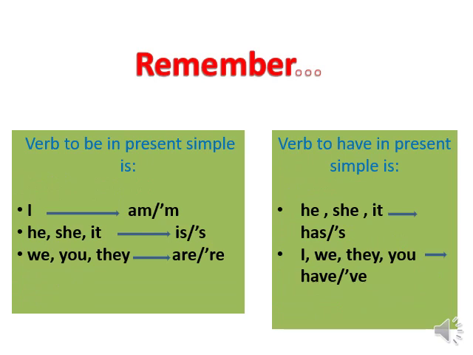Remember, verb to be in the present simple tense: I am, or I'm; he, she, it, is, or 's; we, you, they, are, or 're. Verb to have in the present simple tense is have or has. With he, she, and it, we use has or 's. With I, we, they, you, have, or 've.